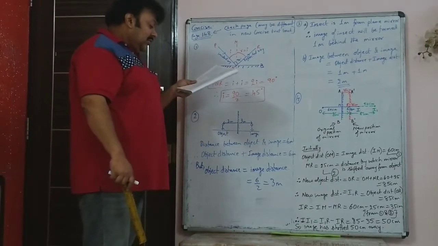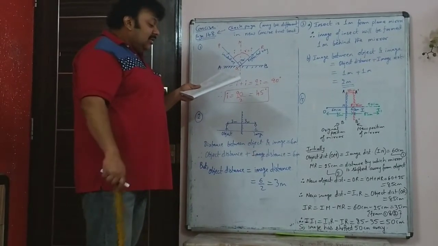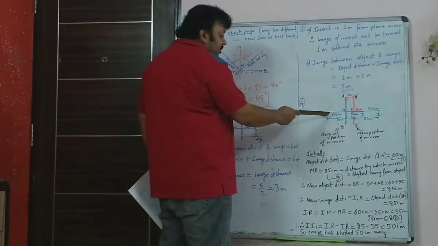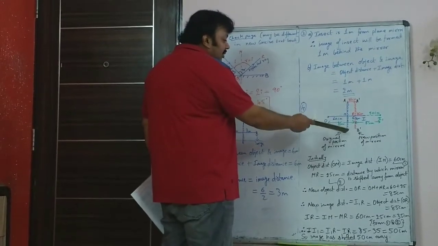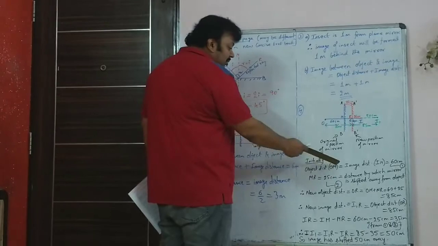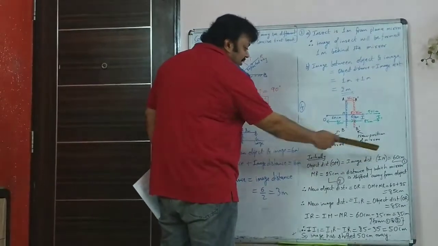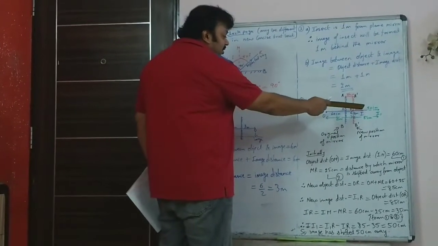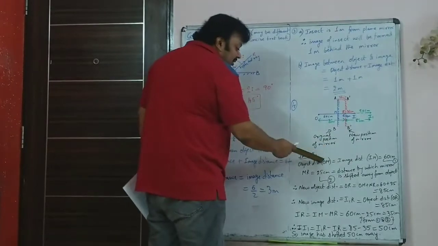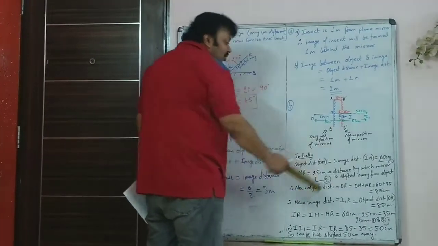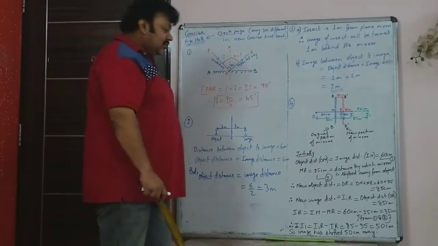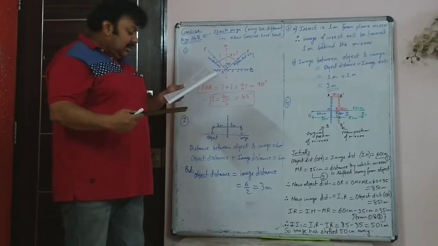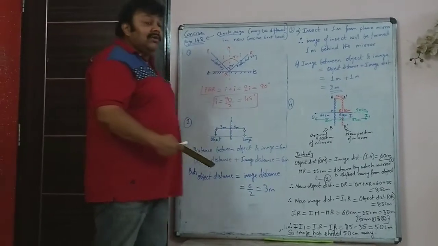Fourth question. An object is kept 60 centimeter in front of a plane mirror. So the object O is kept at a distance of 60 centimeter from the plane mirror AB. So OM is equal to the object distance, that is 60 centimeter. Obviously, the image I will be 60 centimeter behind the mirror. So object distance OM and image distance IM are both 60 centimeter. That's the first equation.